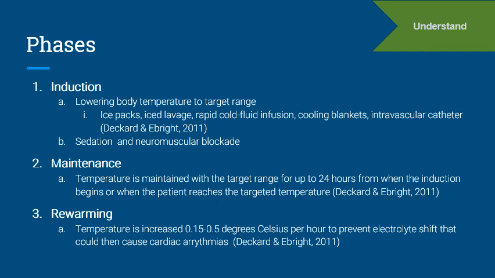Lastly is phase 3, which is the rewarming stage. And the rewarming stage is when the patient's temperature is increased 0.15 to half a degree Celsius per hour to prevent electrolyte shifts. Since electrolyte shifts can cause cardiac arrhythmias, it's important that the patient is monitored closely during the rewarming phase. Once again, the 3 phases of TH include induction, maintenance, and rewarming.